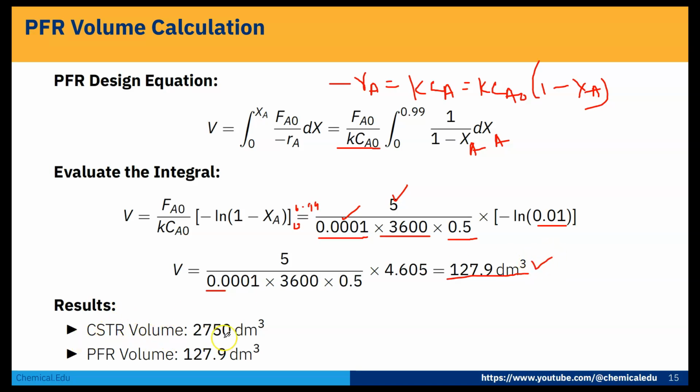So the CSTR volume required is 2750 dm³ and the PFR volume required is 127.9 dm³.